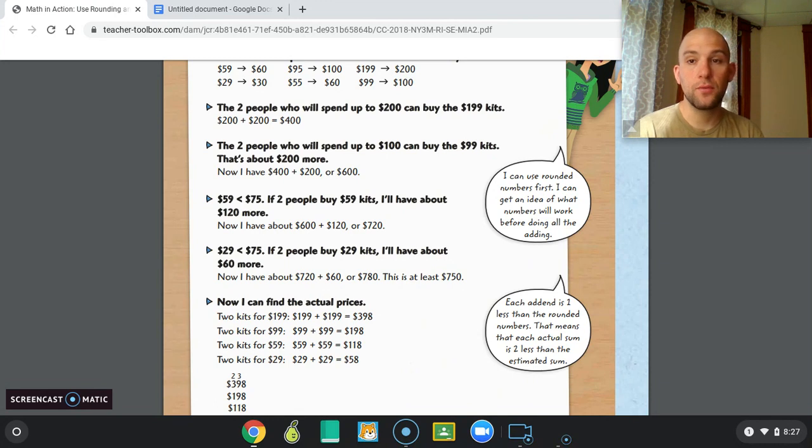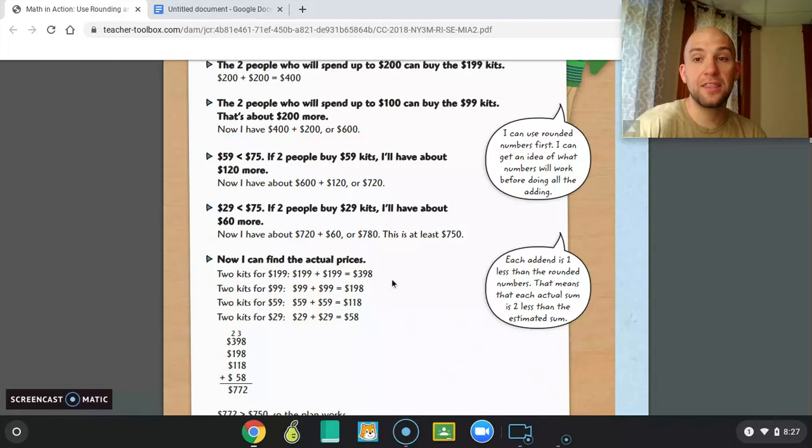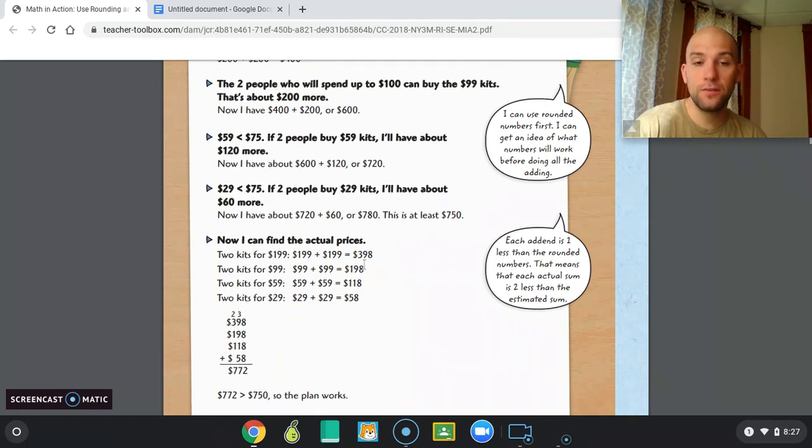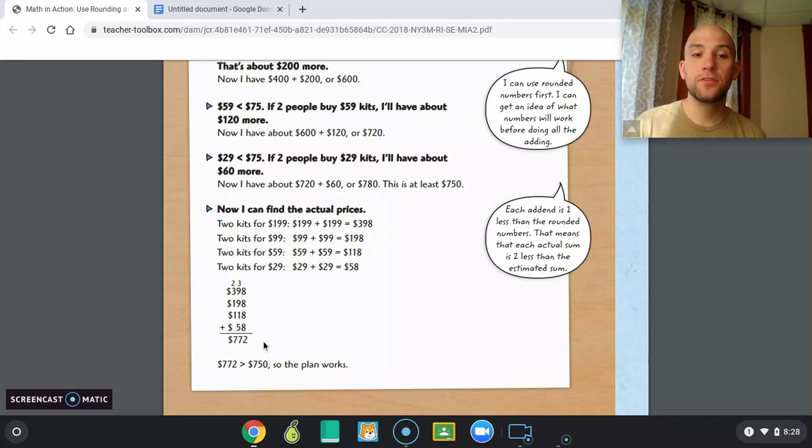So now, to make sure that we did everything right and that our rounded numbers will work to meet our goal, we can check it with our actual prices. So to find our actual prices, we'll just add the actual prices of the kits together. So two $199 kits, 199 plus 199 is 398. Two kits for $99, $99 plus $99 is $198. Two kits for $59, $59 plus $59 is $118. And then two kits for $29, $29 plus $29 is $58. And then we can take all of those and add them together, and we get $772.